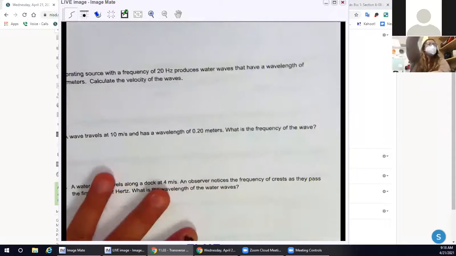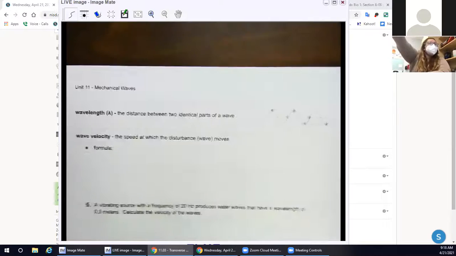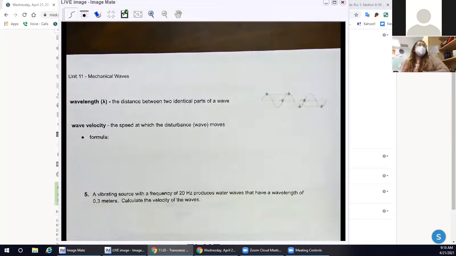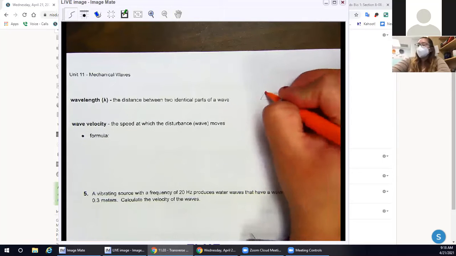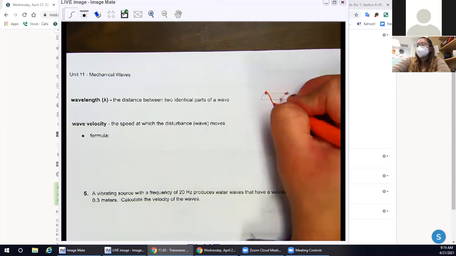Let me zoom back out. So wavelength doesn't have a formula, but it's part of a formula. So I just wanted to remind you what wavelength is. It's the distance between 2 identical parts of a wave. So as long as you have identical parts, you're good. For example, if you're going crest to crest, this would be your wavelength.